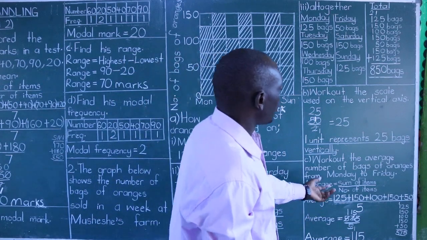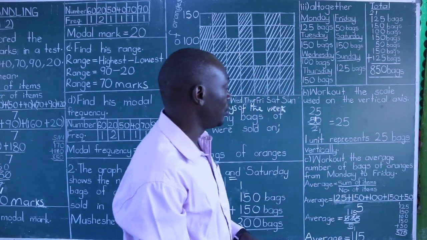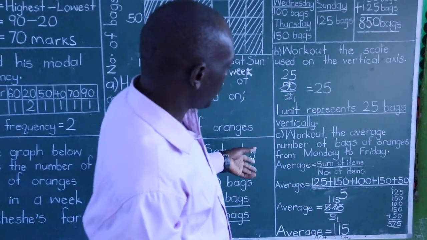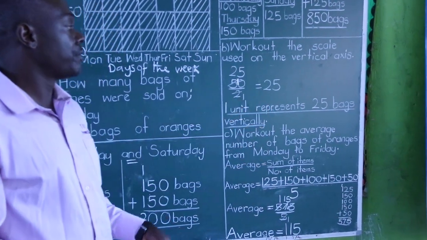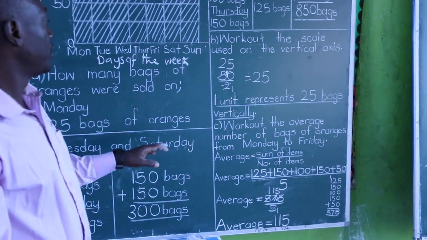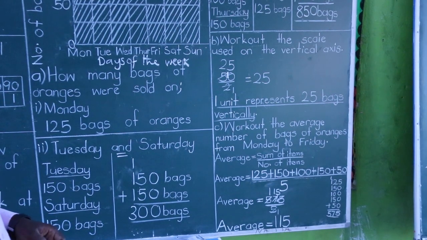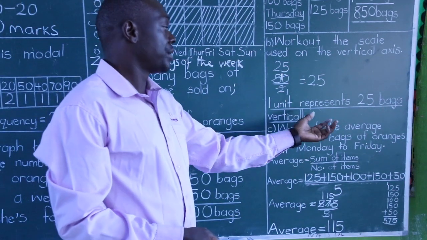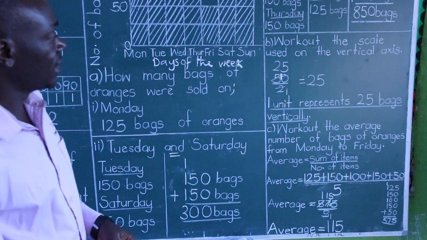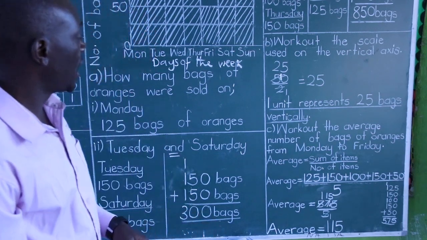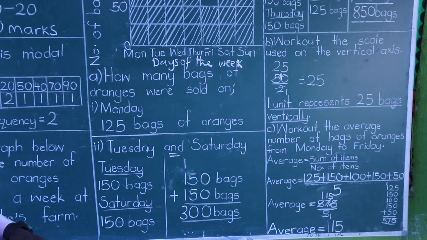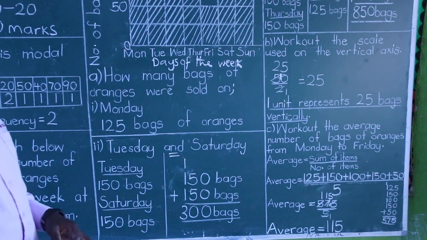So 1 unit represents 25 bags vertically. You can as well say 1 square if you see they are squares. But normally we say 1 unit represents 25 bags vertically for both the bar graph and the store graph. So that's how we study the scales. That's the scale on the vertical axis. So normally look at the vertical axis and we carefully study and then answer accordingly.